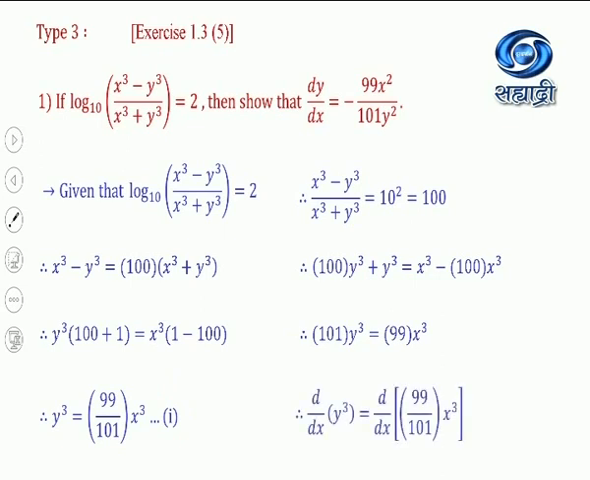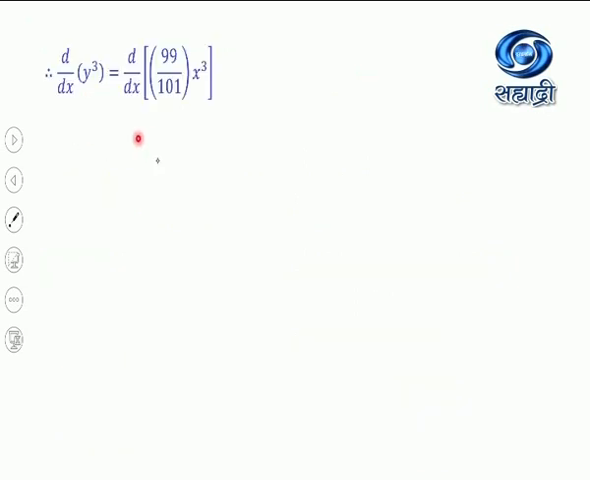Now, we take the derivative of both sides. d by dx of y cube is equal to d by dx of right hand side, that is 99 upon 101 x cube. Now, this is our previous step. Now, we will continue. See, derivative of y cube is nothing but 3y square into dy by dx by using chain rule. Now, here, this bracket is constant. So, constant can be taken out from derivative.